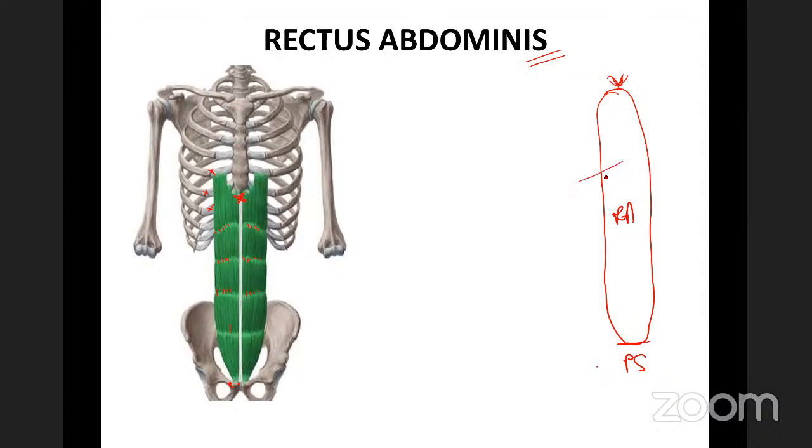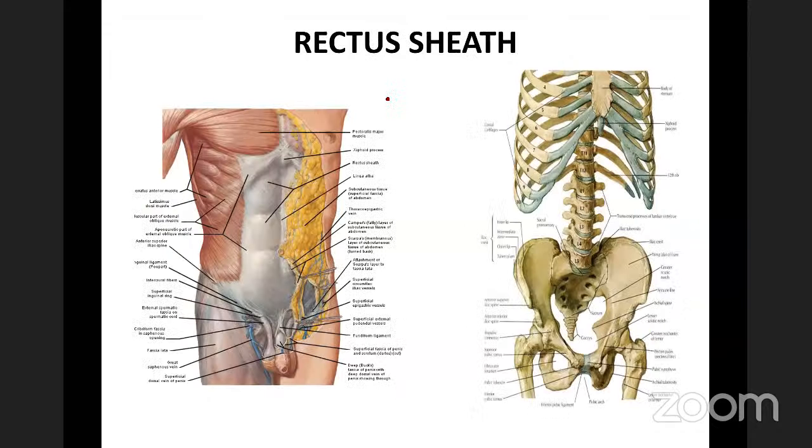It has an anterior layer and a posterior layer. So it has two layers, the anterior layer covering the front and the posterior layer covering the back. And you have the medial end and the lateral end. We will discuss everything. First, we will discuss the anterior layer. Anterior layer means in front of the rectus abdominis, the sheath which is covering is known as the anterior layer. Behind the rectus abdominis, the sheath which is covering is known as the posterior layer.